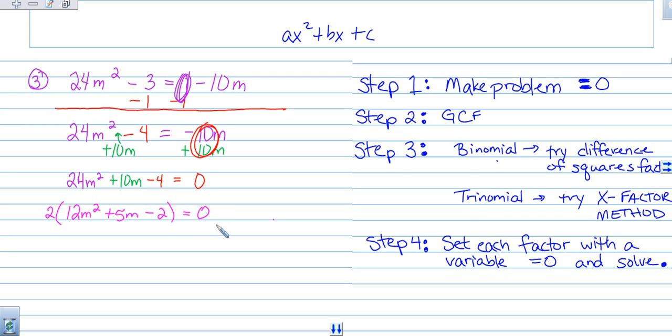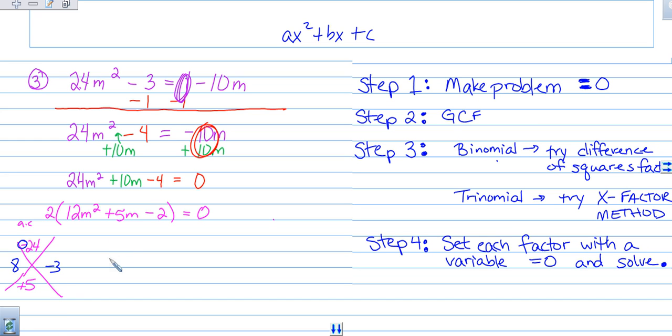Okay? Well, you'll see that we have a trinomial, so we need to try the x factor method. So I go and I make my x, and you do the a times the c, so it'll be 12 times negative 2, which is negative 24, and then our b goes on the bottom, so that's a 5, and it's positive. Okay, so I need the numbers that will multiply to get me negative 24 and add to give me 5. Well, that's 8 and negative 3. So 8 minus 3 is 5, and 8 times negative 3 is negative 24.